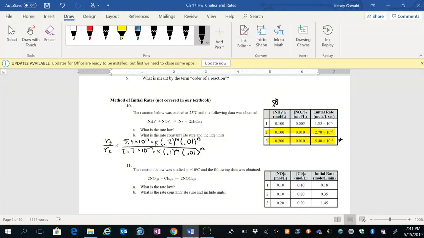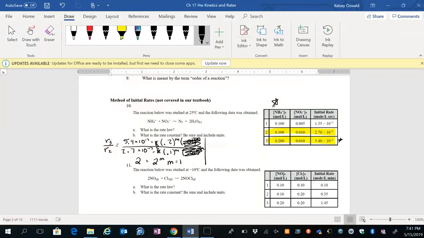Now we can look and see what is the same on top and on bottom, and those will cancel. If we have a K on top and on bottom, those cancel out. Same thing with our 0.01 M. So now we can really only focus in on our rate and our concentration of NH4 plus. In our calculator, we'll do 5.4 divided by 2.7, and we'll see the rate increases by a factor of 2. Same with our concentration of NH4 plus. So 2 raised to some power has to equal 2. That tells us that M is 1. So that's for the NH4.